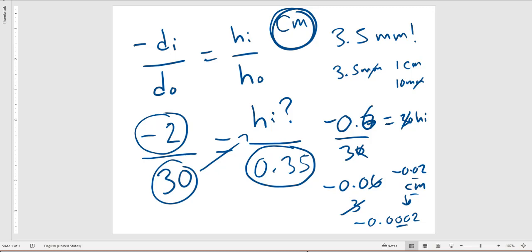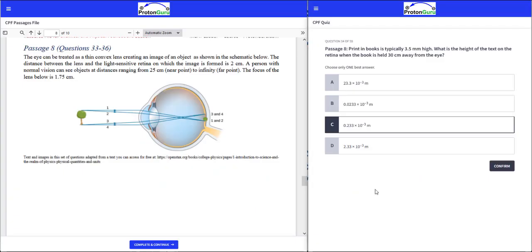The negative sign just tells me the image will be upside down, and the question doesn't ask me about that. The question just asks what its height will be, not which direction that height was pointing. So an answer of 0.0002 is what we got. That seems to match this answer choice.